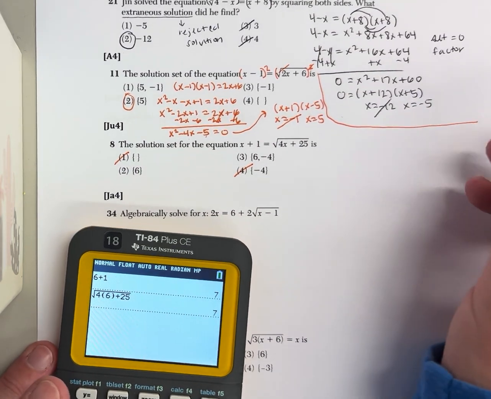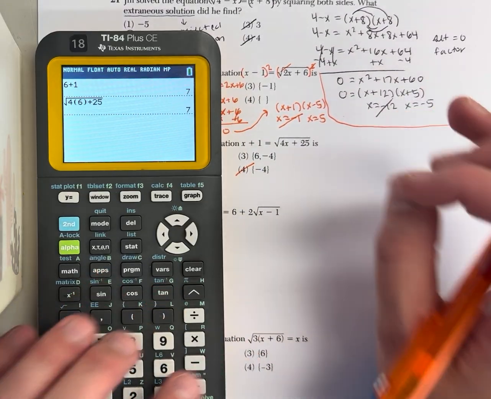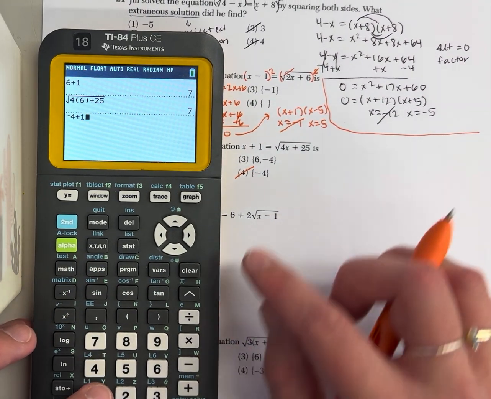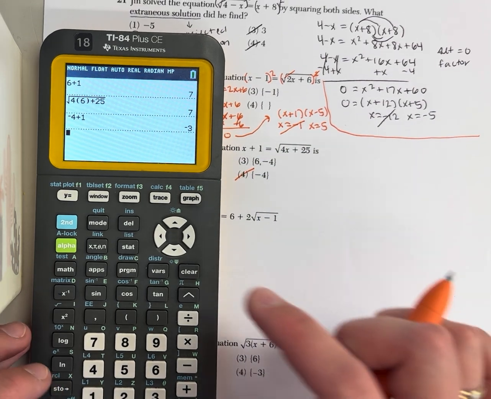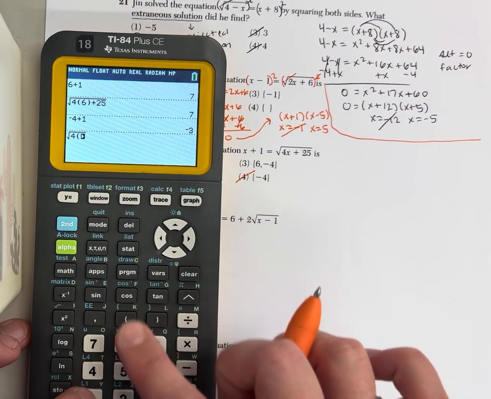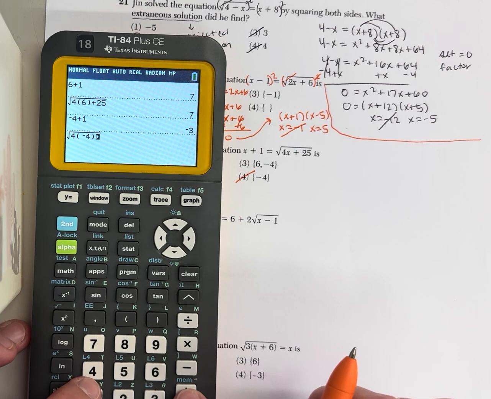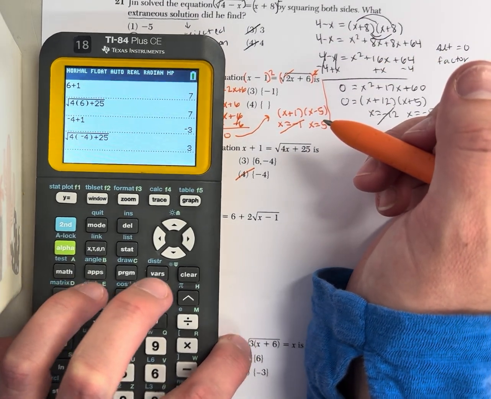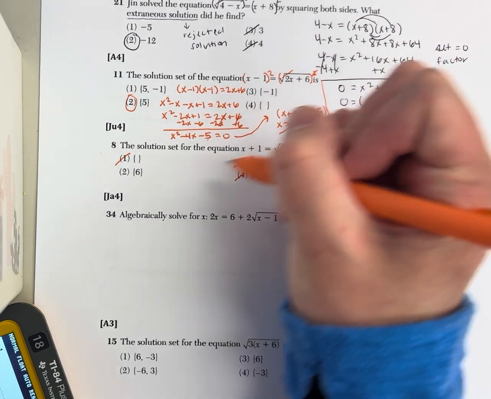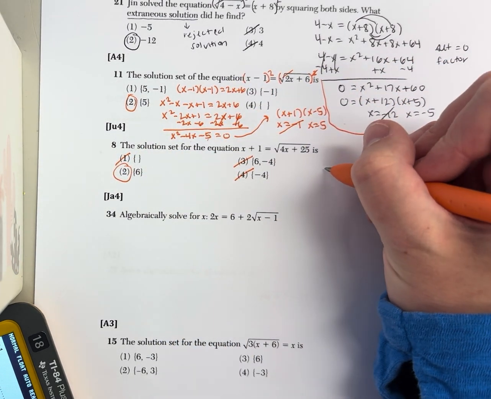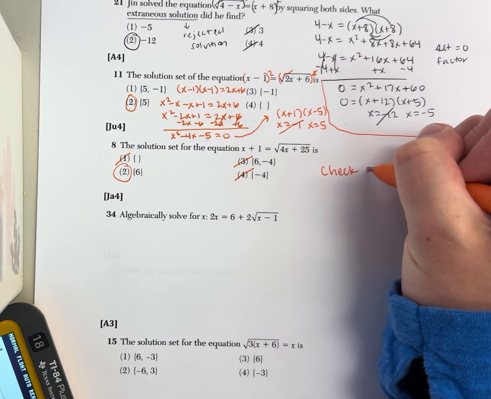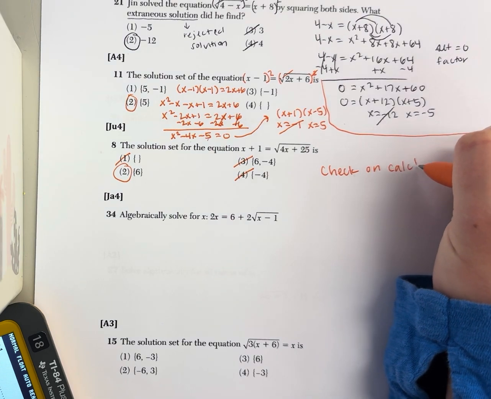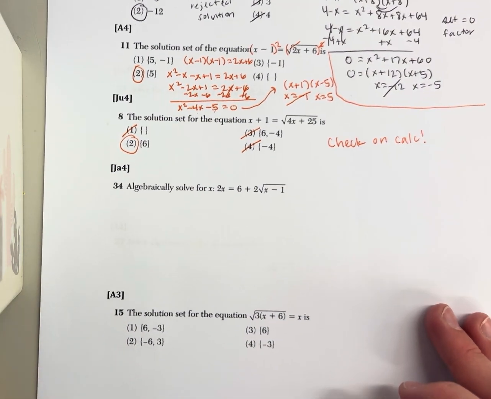So now let's check to see if -4 works. So the left side is -4 plus 1, -3, and the right side is 4 times -4 plus 25, +3. So -4 is not working, so option 2. So this one we just checked on the calculator.